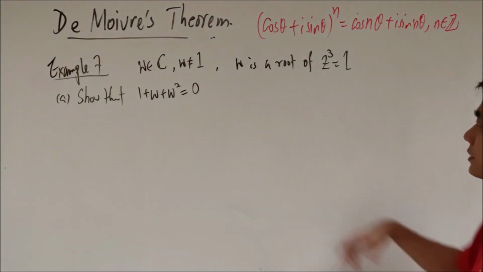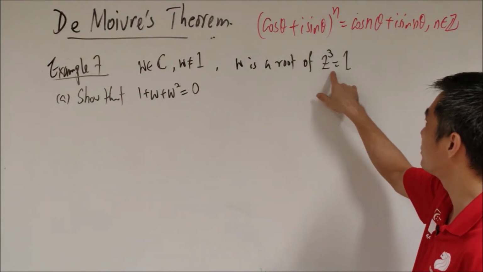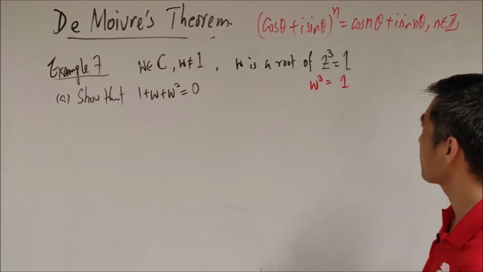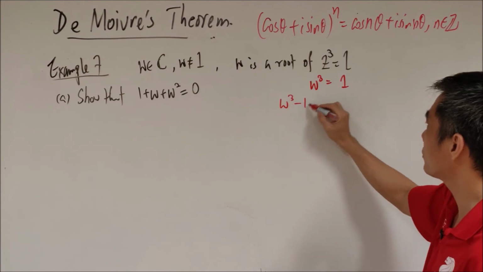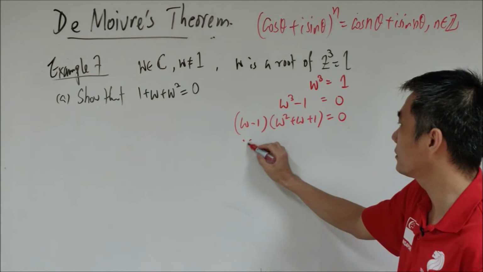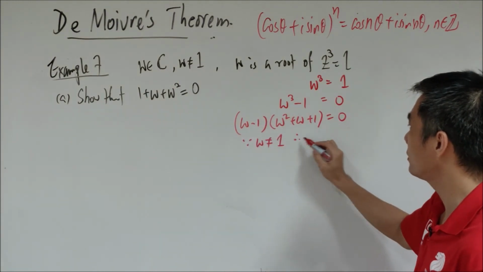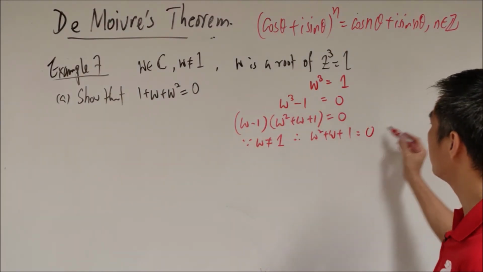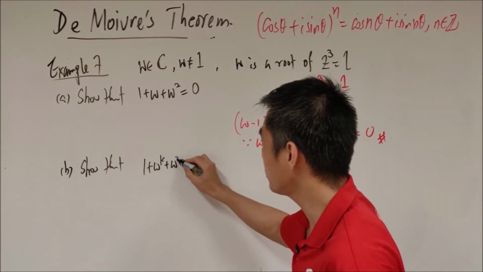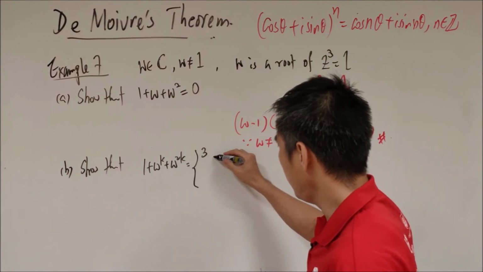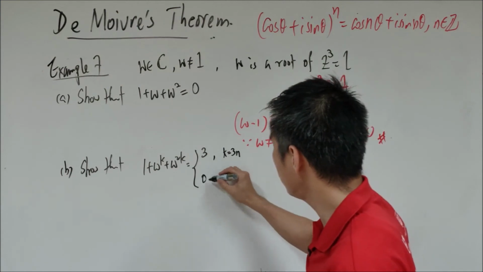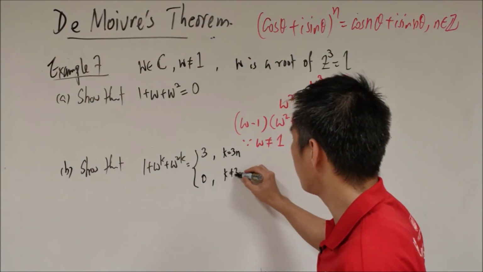This is simple because if W is a root of Z^3 equals 1, it means that W^3 equals 1. And we have W^3 minus 1 equals 0. Factorize it, and since it's given that W is not equal to 1, therefore the other factor is equal to 0, and we are done. Show that 1 plus W^k plus W^2k equals 3 if k is a multiple of 3, and 0 if k is not a multiple of 3.